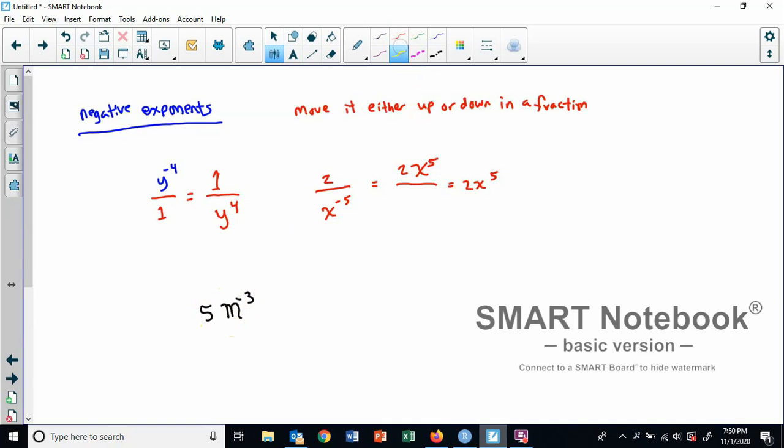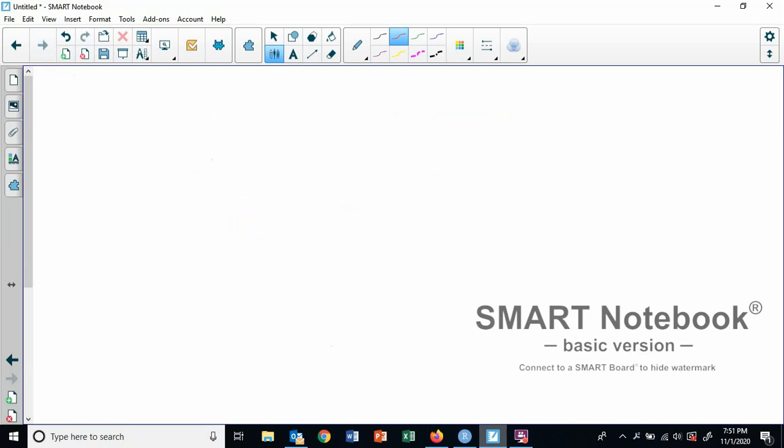And so remember, I can move it. Well, where is this right now? If you don't see a fraction, you know that means it's in the top of the fraction. You can always put a 1 on the bottom. The m to the negative 3 will need to move. And if I move it down, it will become m to the positive 3. Now the 5 does not have a negative exponent. It gets to stay put. Anytime you move a base and its exponent up or down, it just changes the sign of the exponent. Which leads us into our next rule.